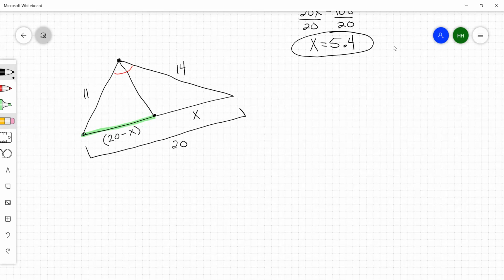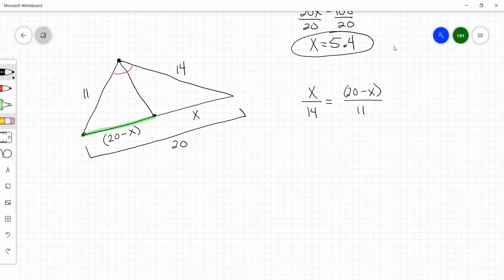What's my proportion going to be to solve for x here? All right, you're going to do x over 14. Okay. X over 14 equals 20 minus x over 11. Good. Everybody see that?